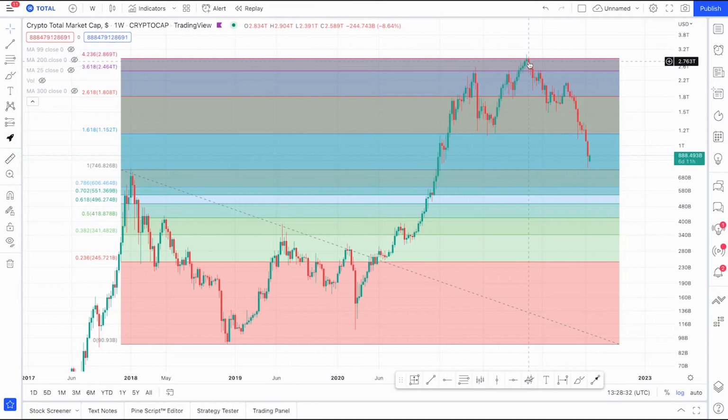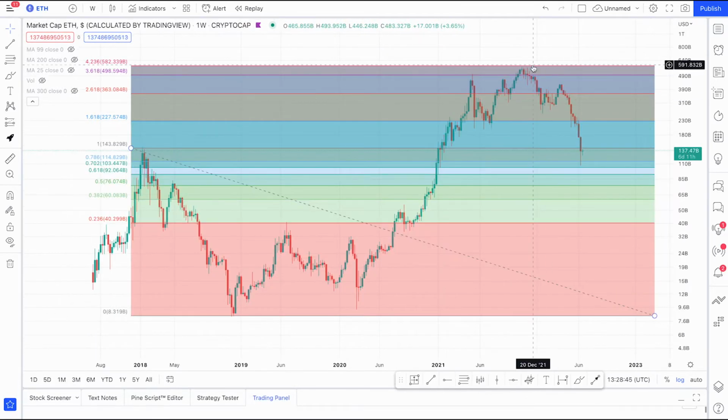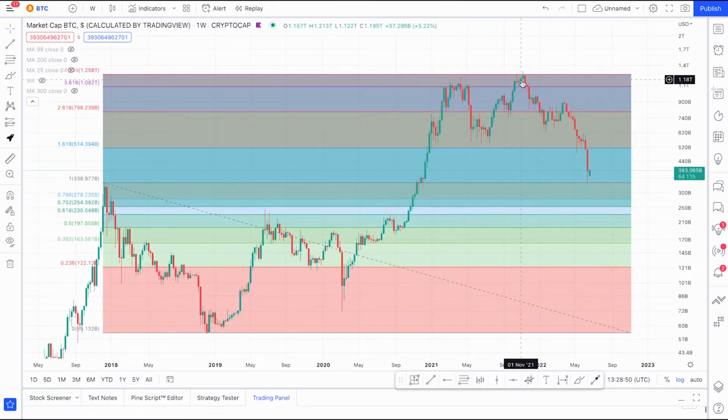Think about what the odds are that this tool could have predicted the top of the crypto market since December 2018. Since then, you would have known that the top of the crypto bull run would be around $3 trillion. You would have known that the top of Ethereum would have been around $575 billion. And you would have known that Bitcoin would top around 69K.